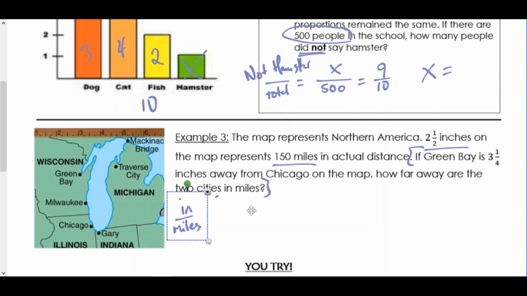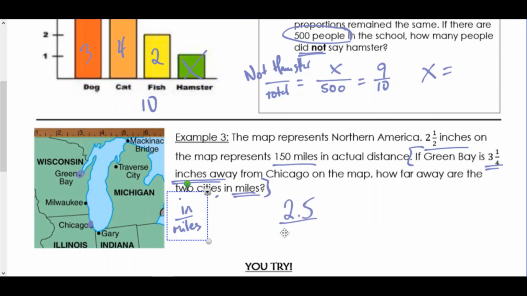So I really need to read the question and make sure that these 2 units are still consistent in the question part. If Green Bay is 3¼ inches away from Chicago on the map. So it's talking about from there to there. If that's 3¼ inches, how far away are the two cities in miles? So actually that ratio is true for that question. It's talking about inches compared to miles.